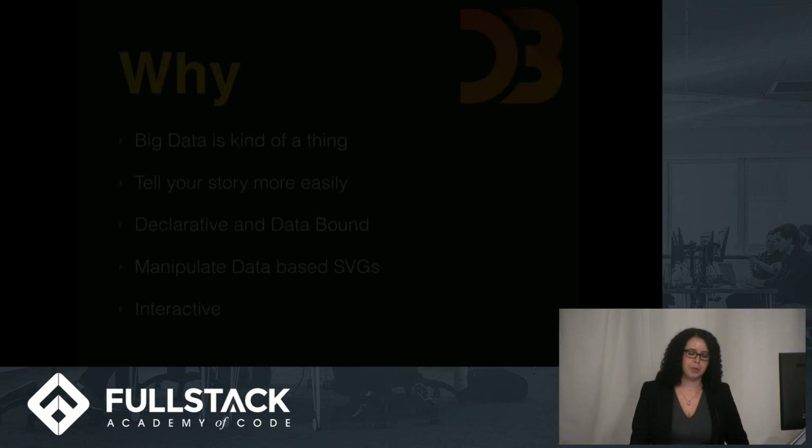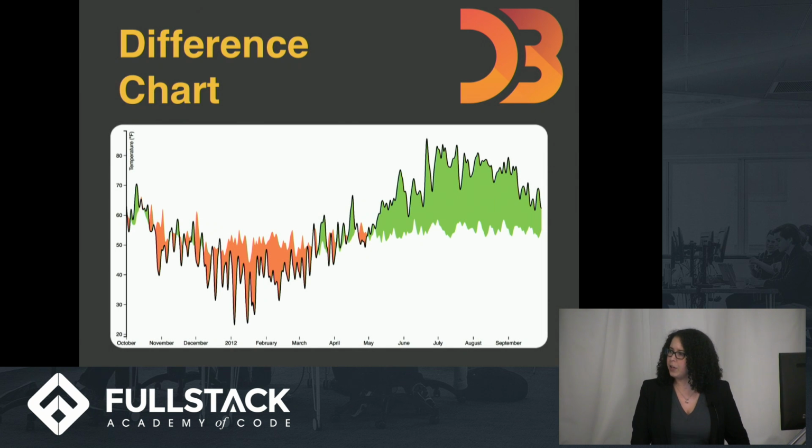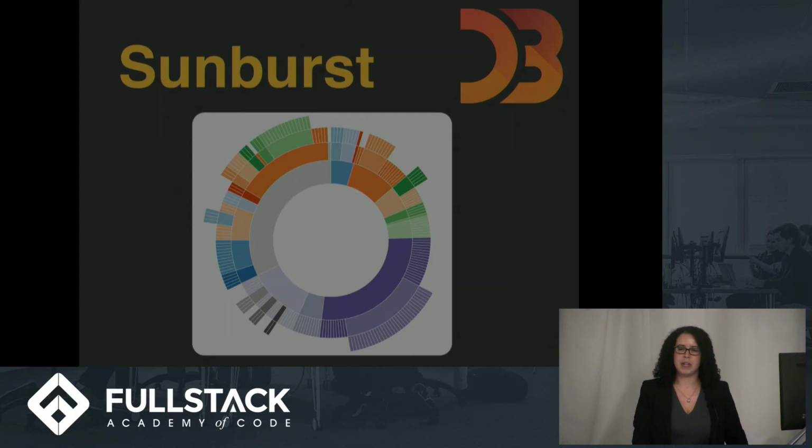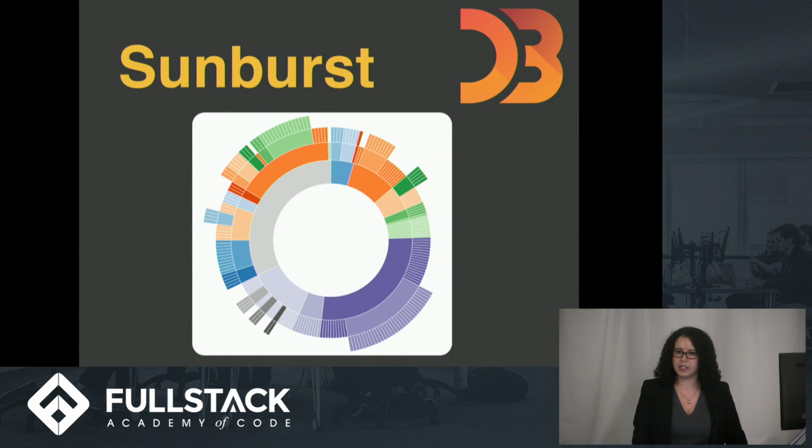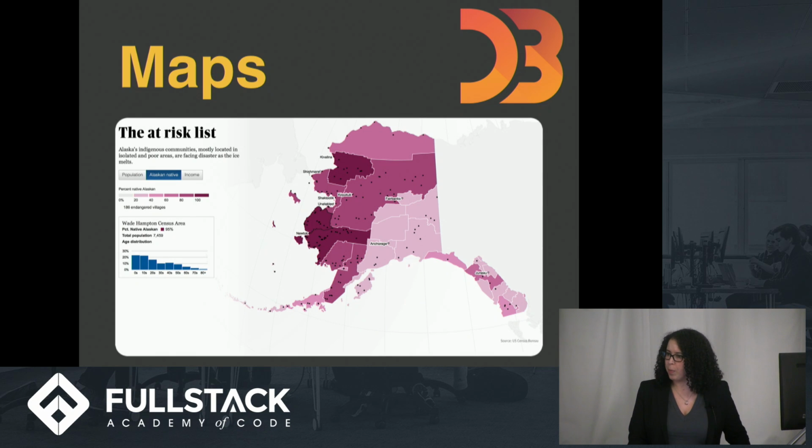So these are some examples of things that have been made using D3. So you've got a difference chart. This one's for temperature, but you might also see it on a website like E-Trade or some sort of finance thing. If anybody has used the amazing software Daisy Disk, they use this kind of visualization to show your hard drive and how much space files and folders are taking up. Maps are probably the clearest use case for a visualization. This one comes from The Guardian, and it's showcasing Alaskan communities that are at risk from climate change, and it's interactive.